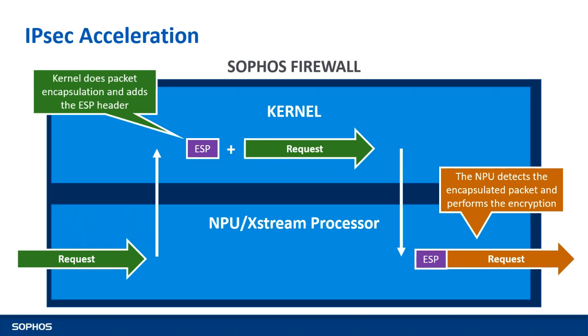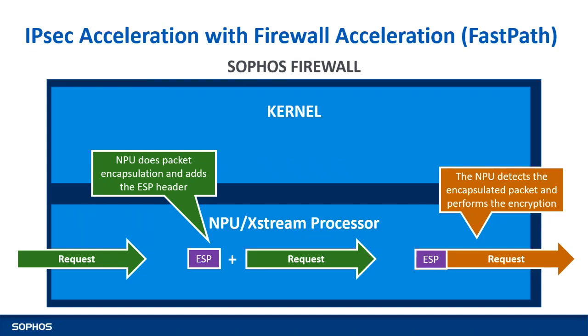With acceleration enabled, when a packet enters the kernel, it will continue to perform encapsulation, but it will not encrypt the packet. The NPU detects the ESP header and performs encryption on the packet. The opposite will happen with the answer. The NPU will decrypt the packet and the kernel will remove the encapsulation.